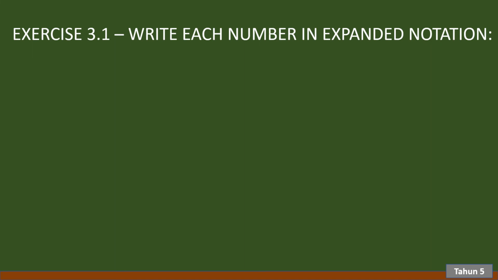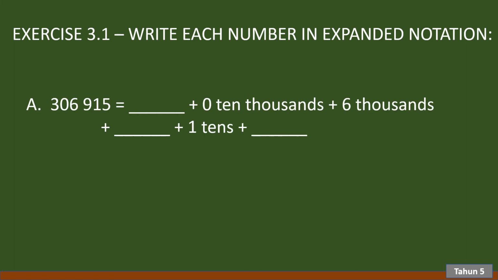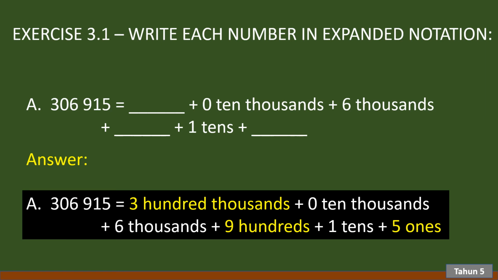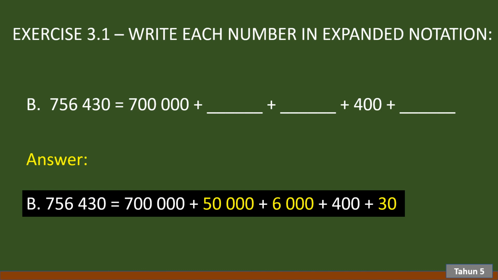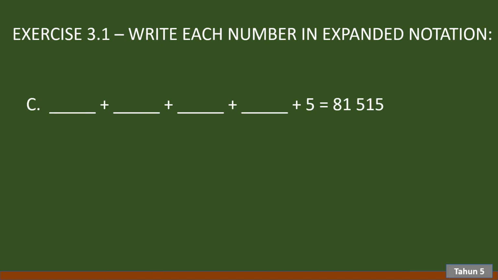Exercise 3.1. Write each number in expanded notation. A. Expanded notation of 306,915 in place value is. B. Expanded notation of 756,430 in digit value is. And C. Expanded notation of 81,515 in digit value is.